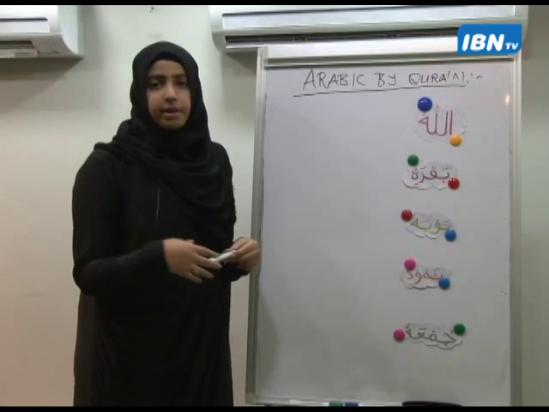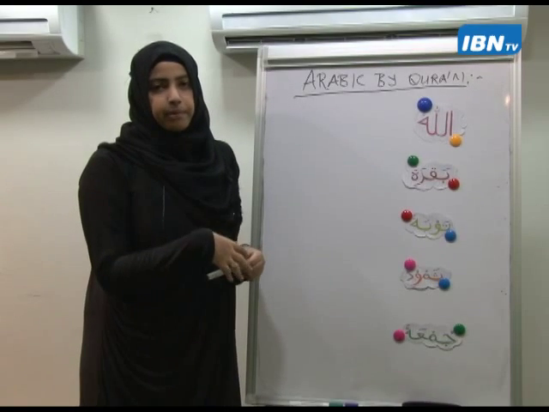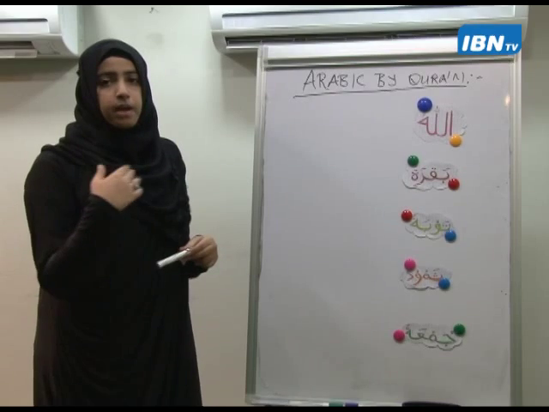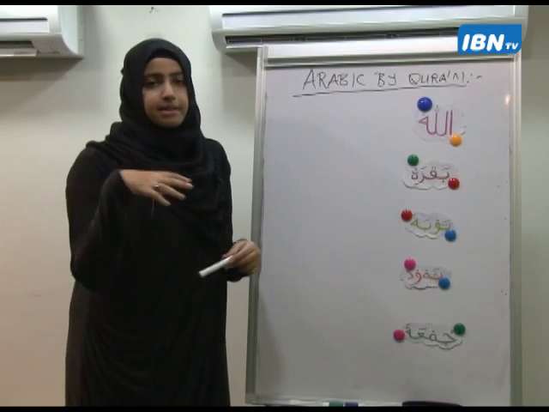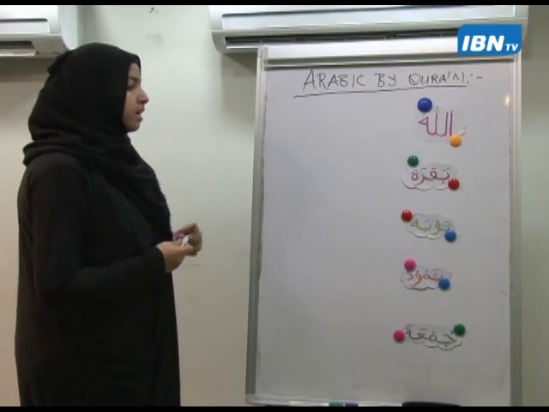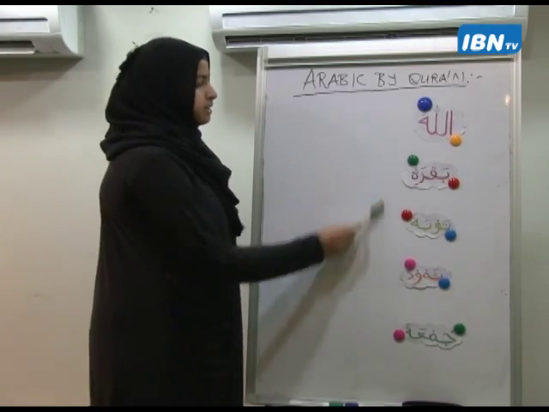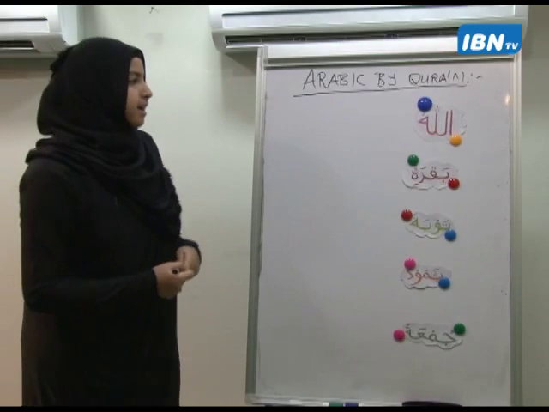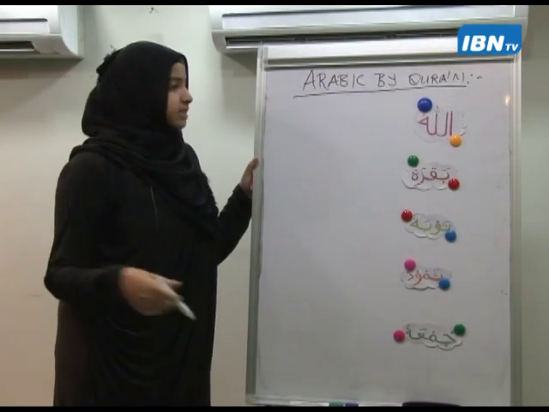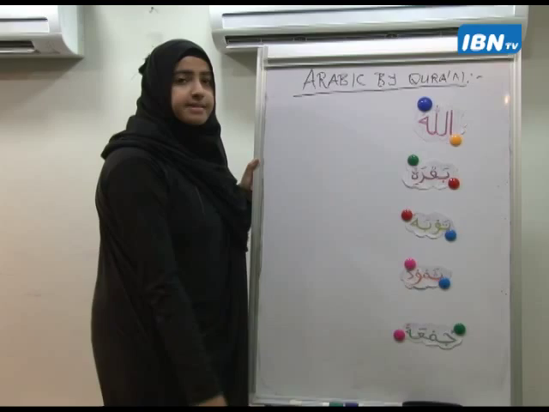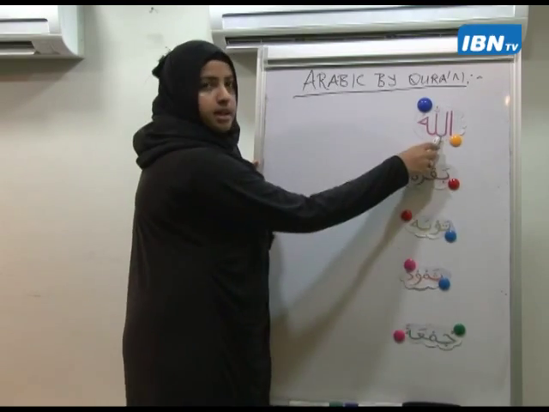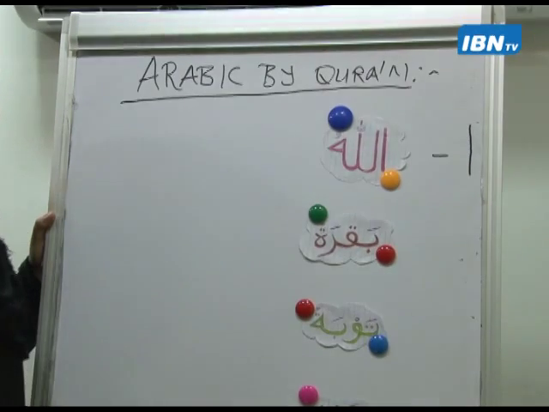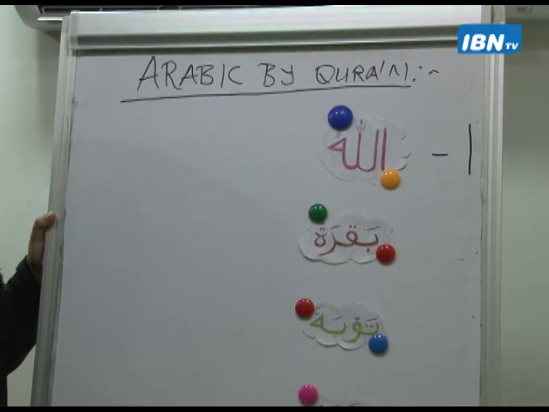However, in the Quran, there's a lot of grammar, there's a lot of rules. So if we look at the Quran, we'll be able to learn more about the depths of Arabic, right? So I have stuck here a few words from the Quran. The first word we're going to start with, Allah. Allah starts with the letter Alif. So that's the first word we're going to look at, Allah.